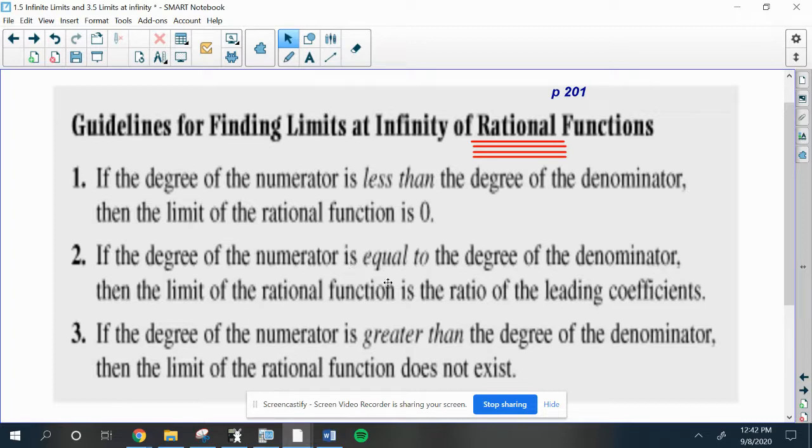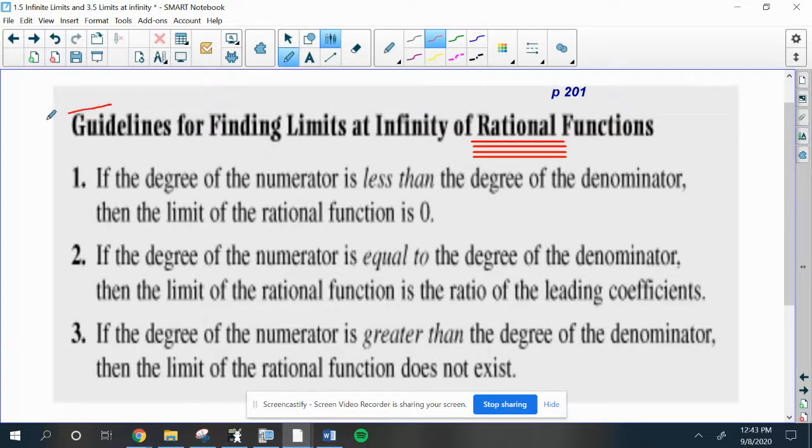If the degree of the numerator is the same as the degree of the denominator, then your infinite limit would be equal to the ratio of the leading coefficients. Or, in other words, you have a horizontal asymptote at the ratio of the leading coefficients. And lastly, if the degree of the top is bigger than the bottom, then it doesn't approach anything. Your infinite limit will not approach a number, and thus you will not have a horizontal asymptote.